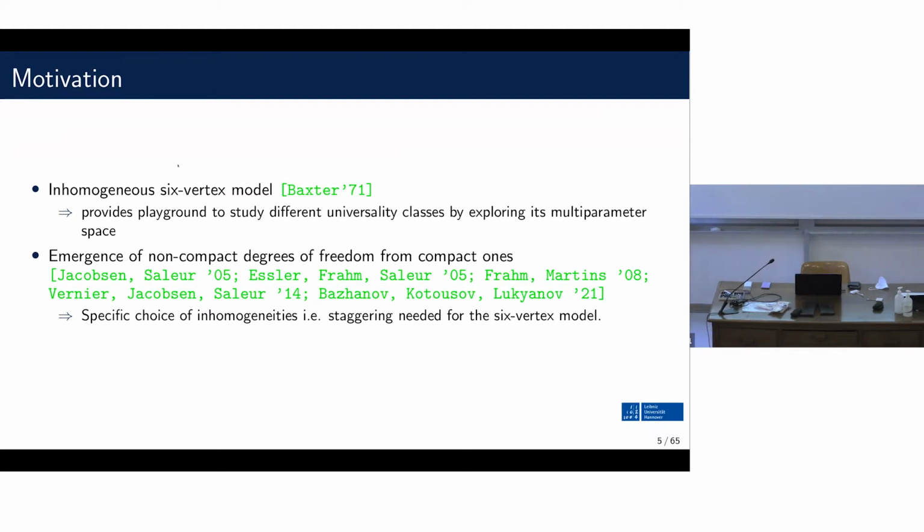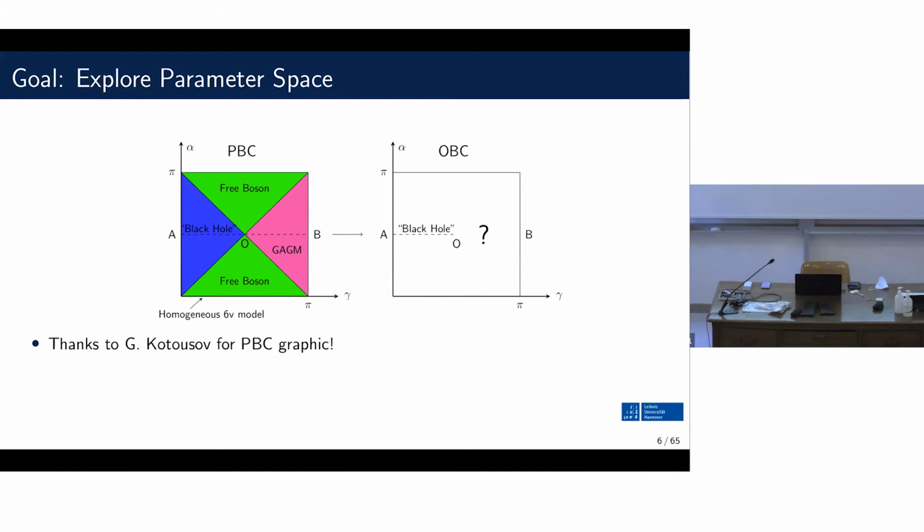Staggering means that you have inhomogeneities and you repeat them periodically in some manner. We will do that here for the Z2 staggering, which means we have one inhomogeneity on the even sites and the negative one on the odd sites. This was studied for the periodic case, and here you see the field theories describing the low energy regime. It is given by a compact free boson. So this is all compact.